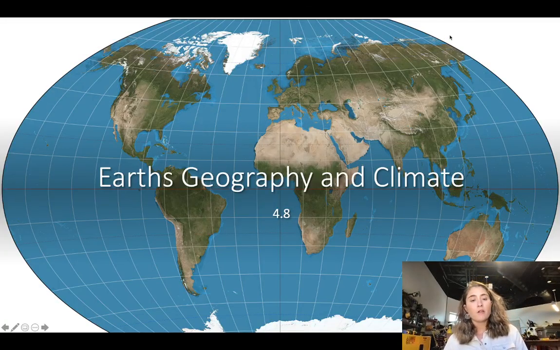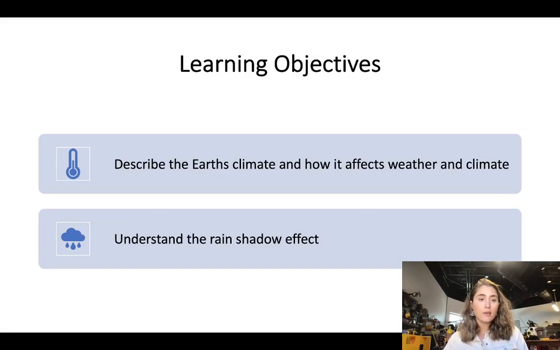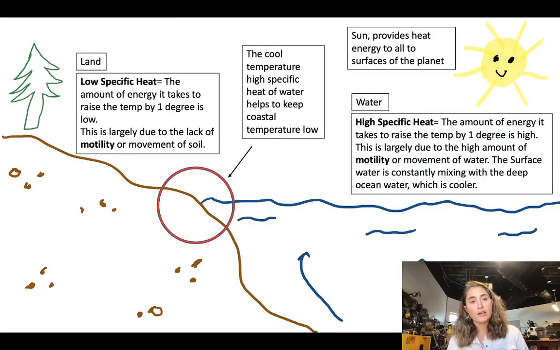Hey guys, welcome back. We are on 4.8, Earth's Geography and Climate. Our learning objectives for today are to describe the Earth's climate and how it affects weather and climate in individual regions, and then understand the rain shadow effect.